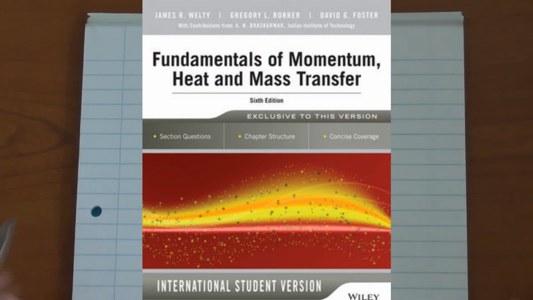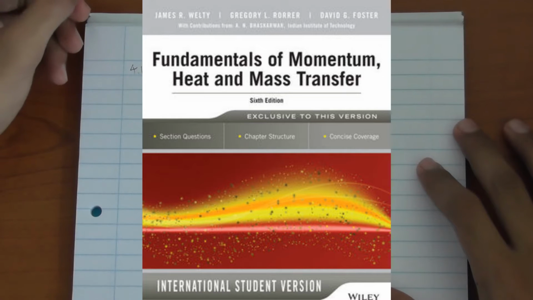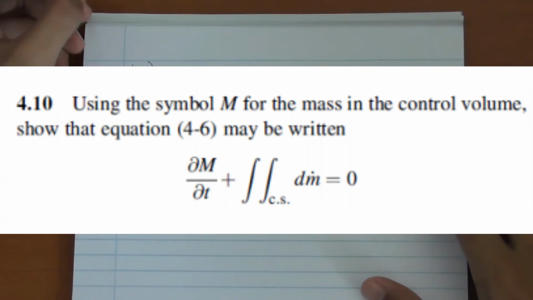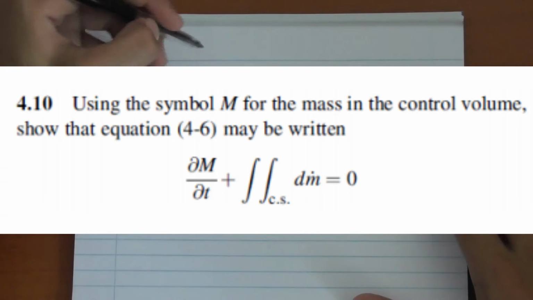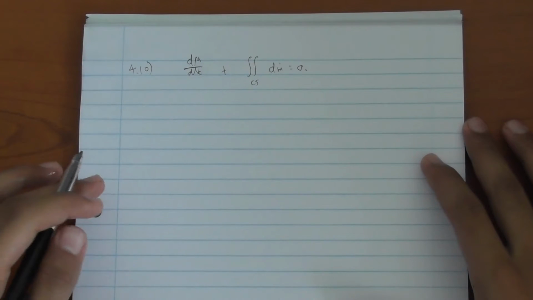Let's talk about question 4.10. What they give you is an equation, and they say use the symbol m for mass in the control volume and show that the continuity equation can be written in another form. So I'm just going to write it out here. They want us to recreate this form from the continuity equation.